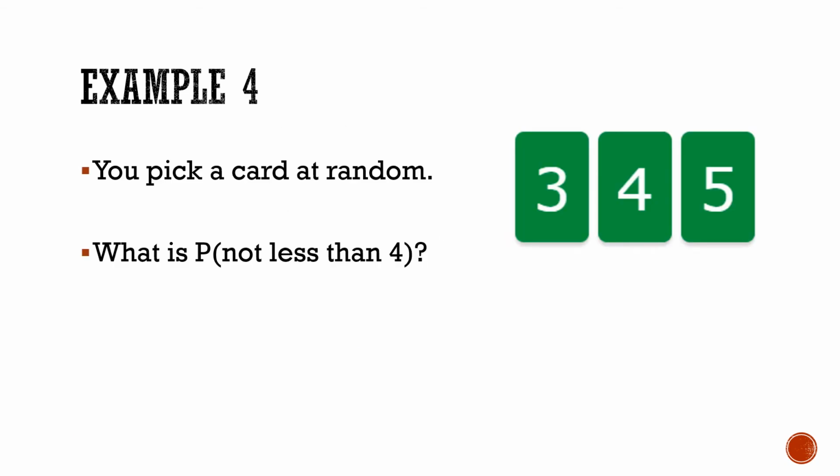Okay, you pick a card at random. So we've got 3 possible outcomes here. What is the probability that it is not less than 4? Okay, not less than 4. Well, 4 is not less than 4, and 5 is not less than 4. So there's a 2/3 chance that it would not be less than 4, because the only one that is less than 4 is 3.